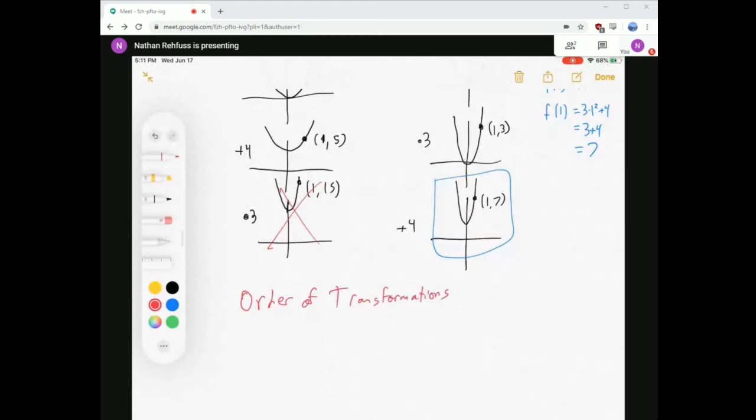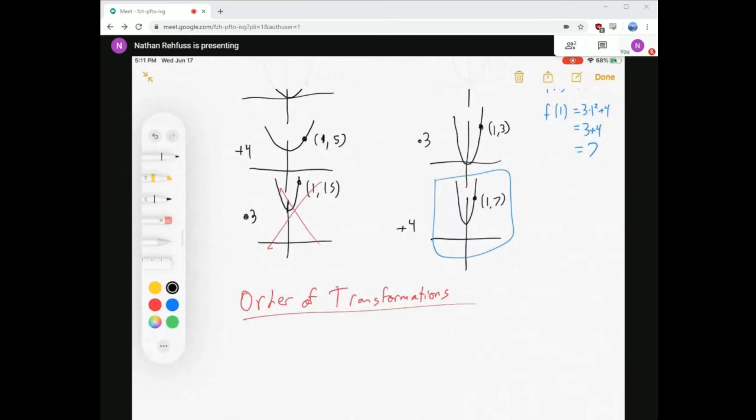The transformations go in this order. One moment. Excuse me, okay.